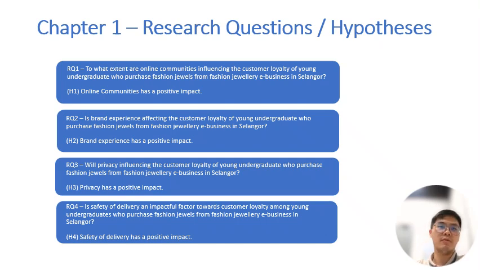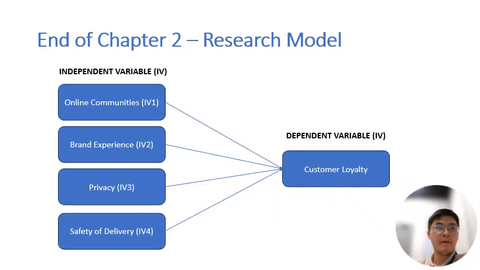So the research questions and hypotheses. In this research, there will be four independent variables: online communities, brand experience, privacy, and safety of delivery. With all these IVs, the researcher would like to see whether or not they influence customer loyalty among undergraduates in Selangor for fashion jewelry e-business. The dependent variable here will be customer loyalty.